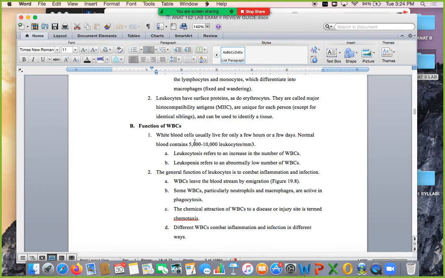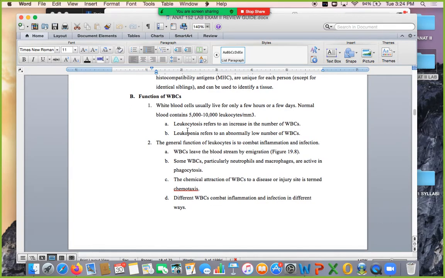White blood cells don't live as long as red blood cells, only a couple hours to a few days. We have about 5,000 to 10,000 per cubic millimeter of your blood. If we have a high amount of white blood cells, that's called leukocytosis. If we have a low amount, that's leukopenia. And basically, these guys work as your immune system to help combat inflammation and infection.